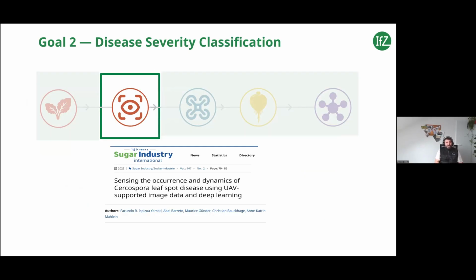The second goal is automatic severity scoring. This work was also published in the Sugar Industry Journal. The problem here is straightforward: manual disease scoring is slow, complicated, sometimes subjective, and difficult to scale. So at the beginning we use a CNN to turn high resolution imagery into reproducible severity classes.